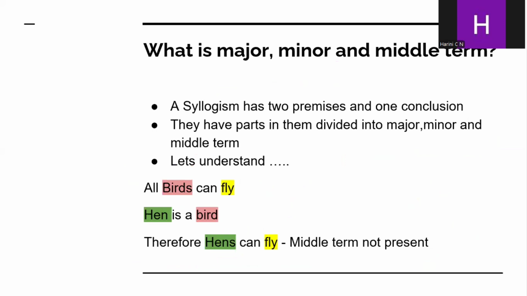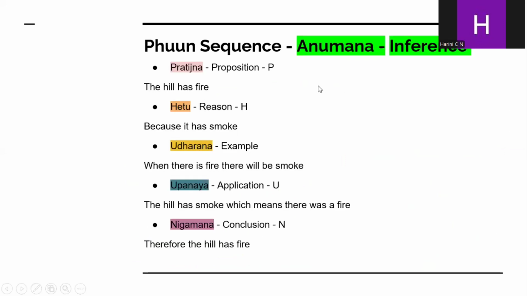So now moving on, since you know what is major, minor, and middle term, the next one is the Panchavayava sequence. What is the sequence? It is Pratijna, Hetu, Udaharana, Upanaya and Nigamana. So the short form is called the five-step sequence.